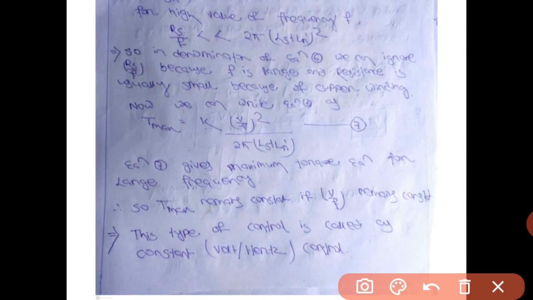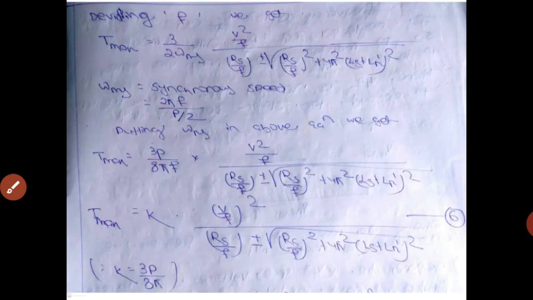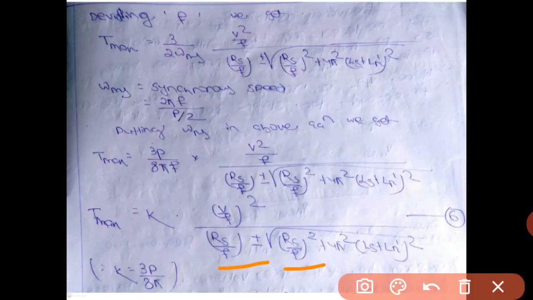So when we talk about high power applications, normally the frequency is high. So for a high value of frequency, this Rs by f is much smaller than the reactive part, that is 2 pi f (Ls plus Lr prime). So in the denominator of equation 6, the Rs by f part is neglected.